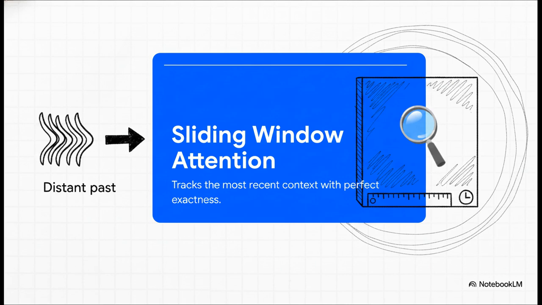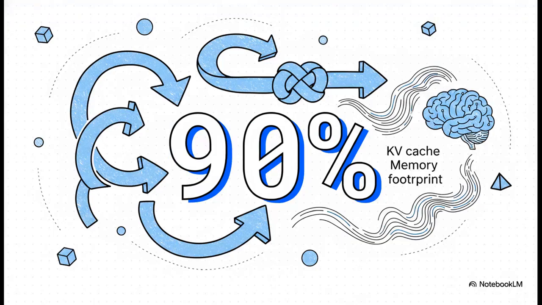Now, you might be wondering, if you compress everything, don't you lose all the precise details? Well, yes, and that's exactly where sliding window attention comes in. While the other pathways are aggressively compressing the distant past, this parallel mathematical pathway continuously tracks the most recent context with perfect, uncompressed exactness. It preserves that high-fidelity, immediate context, giving the model a really sharp, localized focus without absolutely crushing the memory.